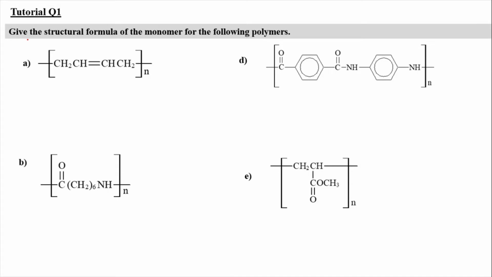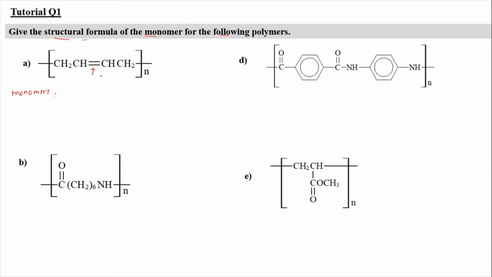So for tutorial question 1, we have to give the structural formula of the monomer for the following polymers. So the first polymer is shown here, and we have to find the monomers. As you can see in the polymer here, a double bond is formed. So you know that the monomer will also contain the double bond, and you will expect it to be addition polymerization.